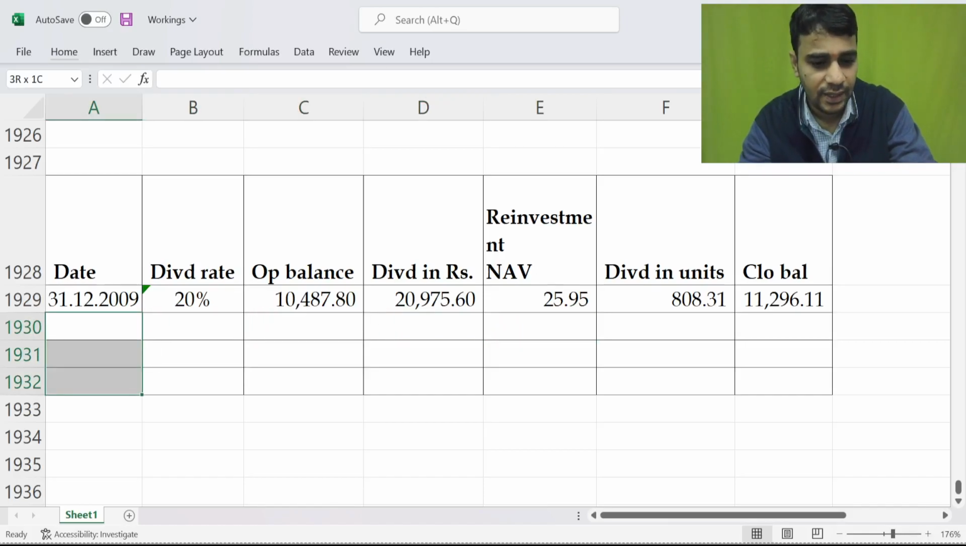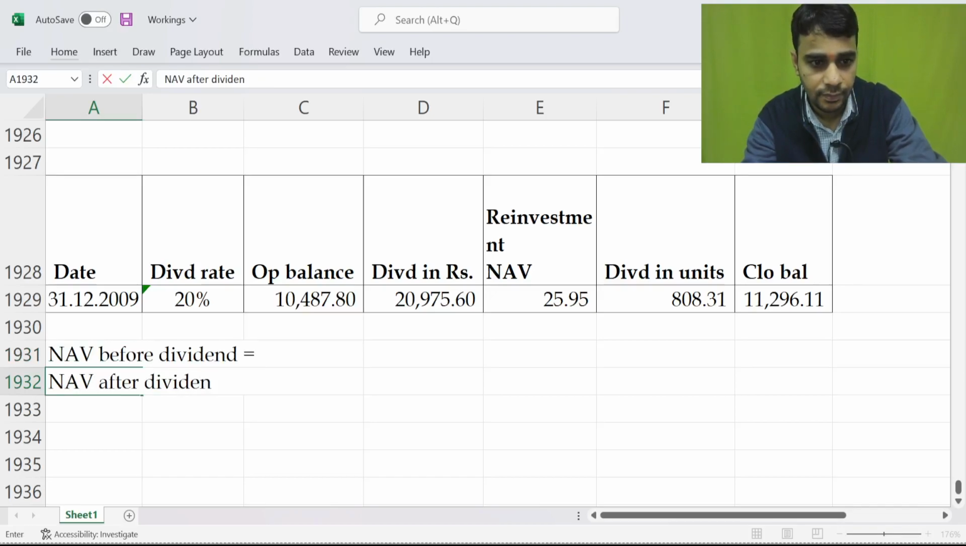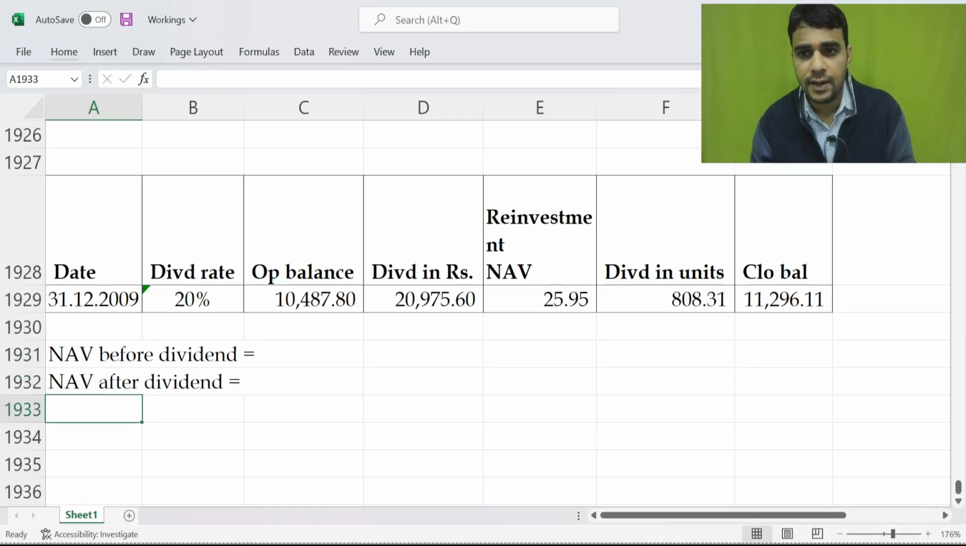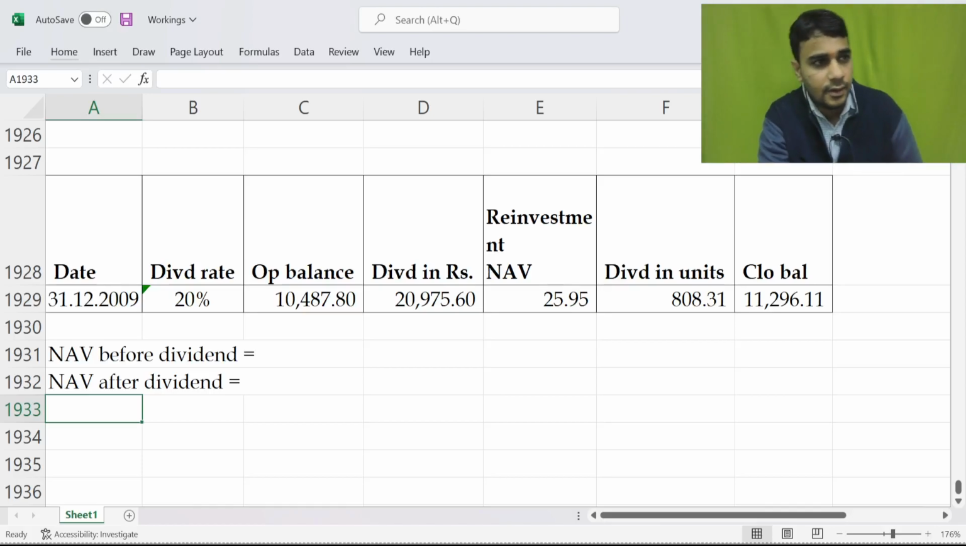The exam answer is just 25.95 only. They did not give two answers, but I'll write both: NAV before dividend, NAV after dividend. Before dividend and after dividend, write the numbers. How much is the NAV before and after dividend? How much is the NAV before dividend?